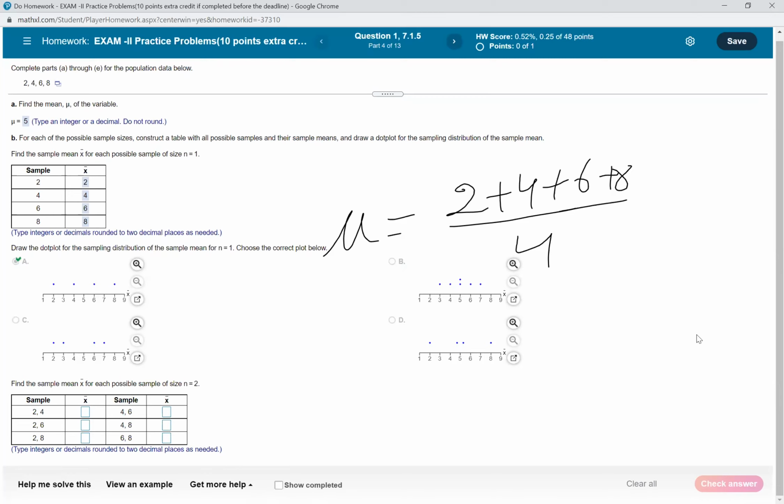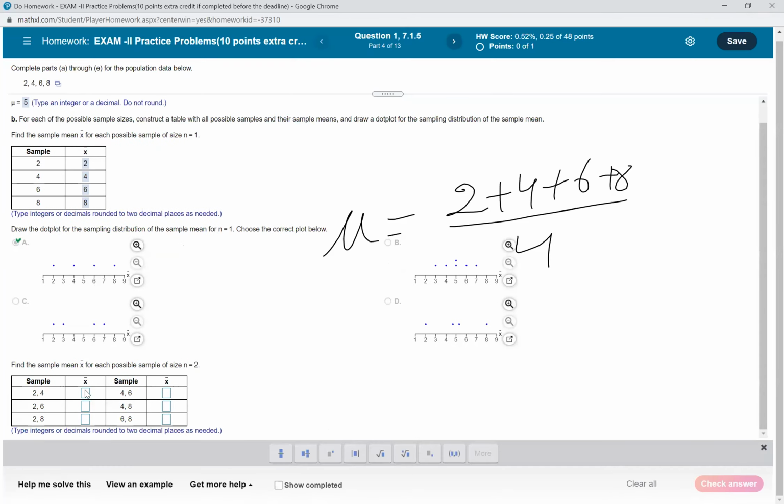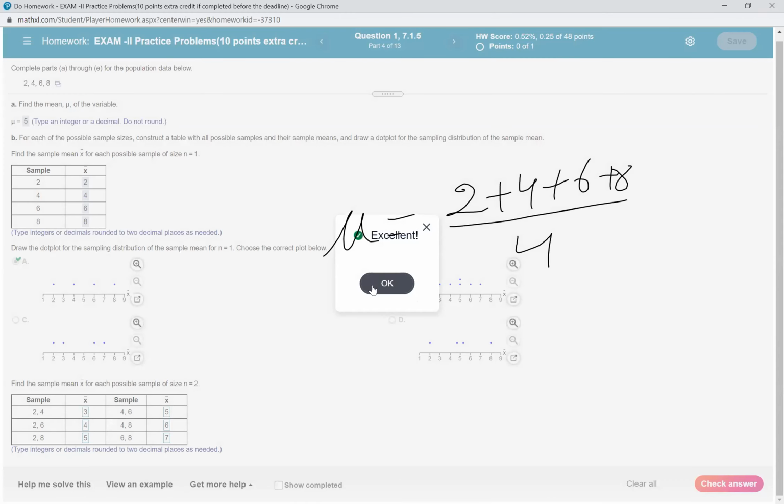The next one is the sampling distribution. You have to calculate the sample mean for sample size 2. The sample mean for the first sample, 2 and 4, will be 2 plus 4, 6, divided by 2, so it will be 3. And this one will be 4, since 6 plus 2 divided by 2 is 4. And this one will be 5, and this one will be 5 as well. And this one is 8 plus 4, 12 divided by 2, 6. And this is 14 divided by 2, so it will be 7.